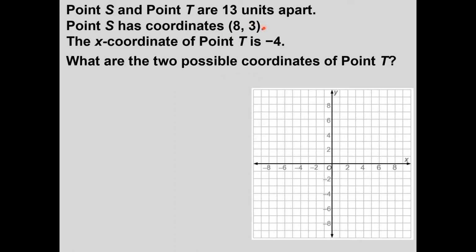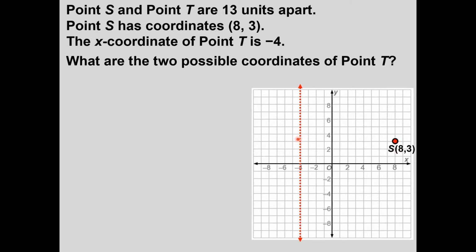So let's start by plotting point S. Point S is -8, 3, so it's over 8 and up 3 right here. Now, point T, we do not know where it is. However, we know the x-coordinate of point T is -4. So it's back 4 and either up or down somewhere. So it's a point somewhere along this line right here. Now, we don't know exactly where on this line this other point is. Maybe it's up here. Maybe it's down here. We don't really know. But we do know it's 13 units away from S.